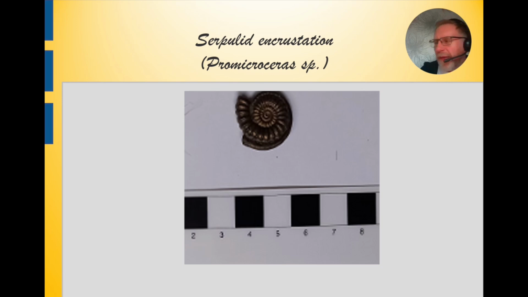The great thing about these is serpulid worms are still alive today, so we know their growth rates, and that allows us to look at a specimen like this because the worm kept the mouth of its tube at a constant angle relative to the ammonite's aperture, meaning that as we know the growth rate of serpulids today, we can then begin to calculate the growth rate of an ammonite like this.